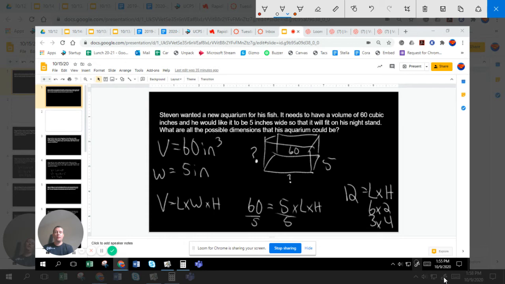Okay, now if you don't believe that this is going to work, we can always plug it back in. So go back up to the basic beginning of volume. Volume is equal to length times width times height. All right, so is 60, the volume, equal to 5, my width, times, let's do the 6 and 2. 6 times 2. That was one of my choices that I said. So when I look at this, 5 times 6 is 30. 30 times 2 is 60. That did work.